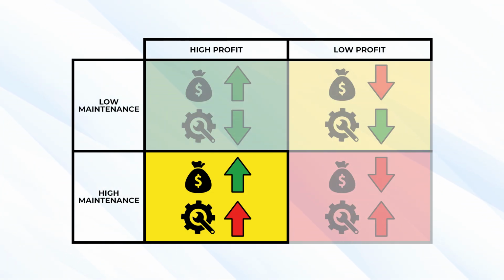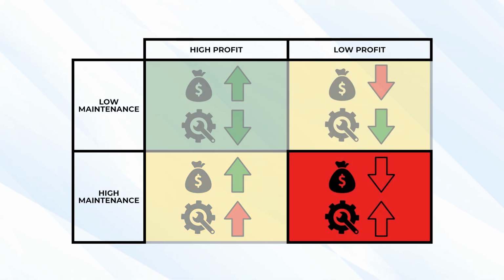At the bottom left part of the matrix, you have a high profit, but also high maintenance. These are customers that pay you really well, but they're kind of hard to work with. And then finally, at the bottom right corner, you have low profit and high maintenance. And these are the kind of accounts that are terrible to work with and they make you no money, or a lot of times they cost you money. Obviously, you want as little or none of these customers as possible.